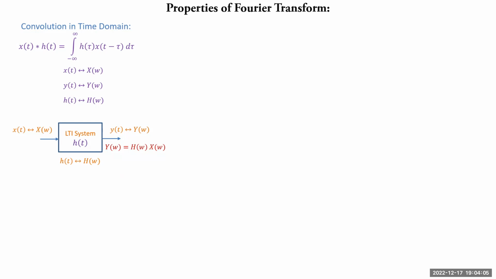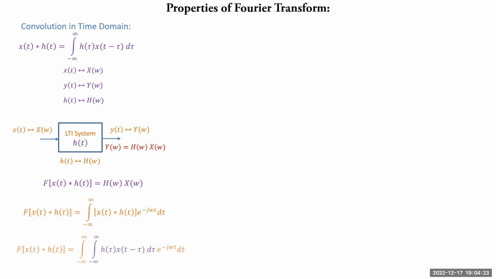So the convolution property of the Fourier transform is nothing but: the Fourier transform of convolution of x of t with h of t is equal to multiplication in frequency domain, that is h of omega into x of omega. It can be proved very easily using the first definition of the Fourier transform integral. So here we can substitute y of t equal to x of t convolved with h of t in the Fourier integral, as shown by the blue color equation.